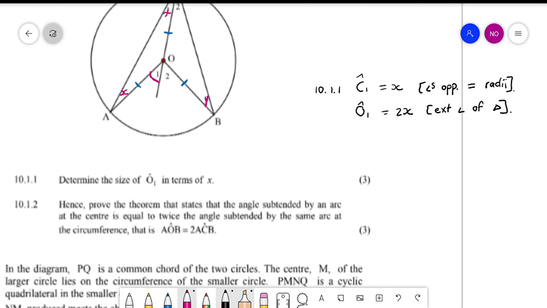Okay, now they say, hence prove the theorem that states that the angle subtended by an arc at the center is equal to twice the angle subtended by the same arc at the circumference. That is that one. Okay, so for this one, I want you guys to just make a note.